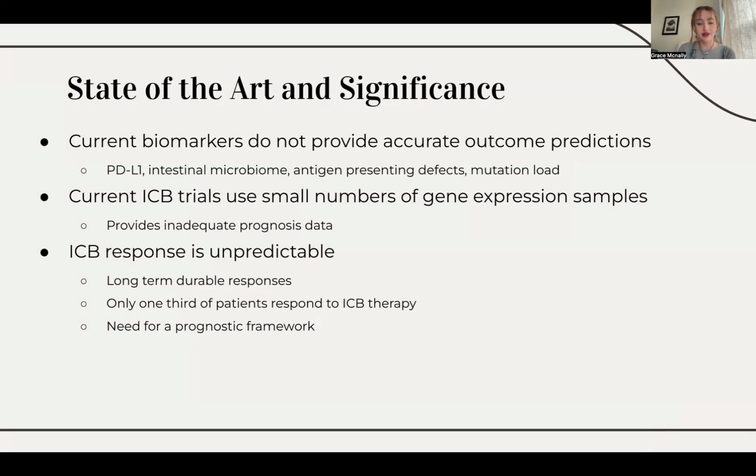ICB clinical trials use small numbers of gene expression samples from pre-treatment patients, which is not significant in identifying biomarkers for prognosis either. Although ICB may offer some patients long-term and beneficial results compared to conventional cancer therapies, patient response to ICB therapies may be unpredictable. Only 1/3 of patients respond to ICB therapy. There are currently no known biomarkers that would result in an accurate prediction for patient response. The authors identified the need for an accurate way to identify resistance and response regulators for ICB therapy across large populations of cancer patients.